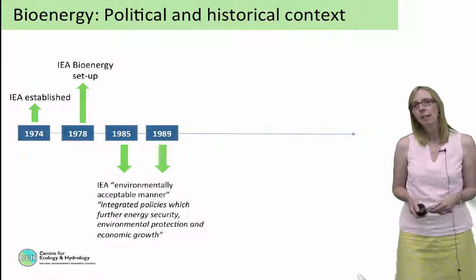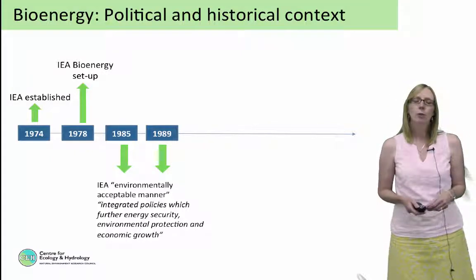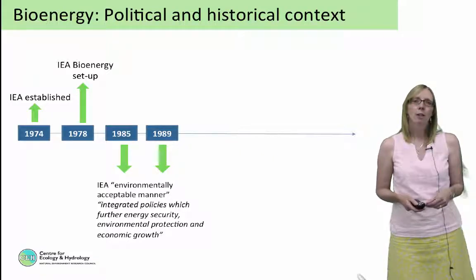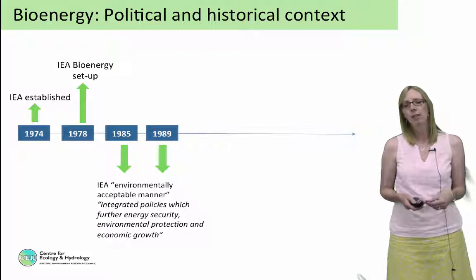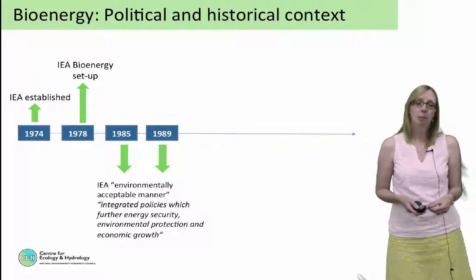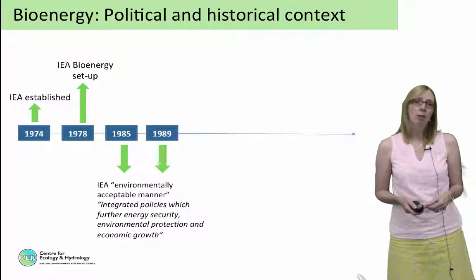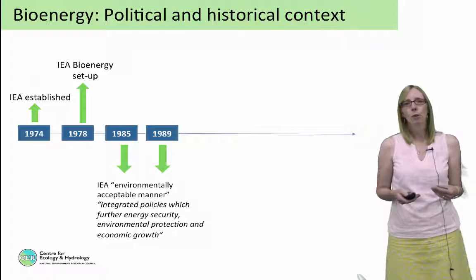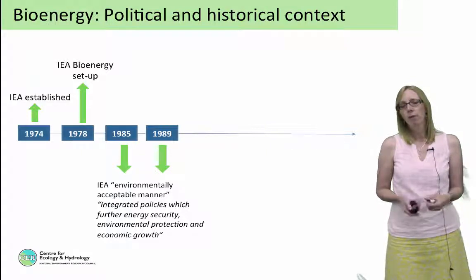Now, it wasn't until the mid-80s, late 80s, that IEA actually introduced environmental goals alongside these energy security goals, introducing statements that this energy had to be produced in an environmentally acceptable manner and that policies had to be integrated with energy security and economic growth. And so this was the first time that it was thought that actually renewable energy could contribute to environmental goals.